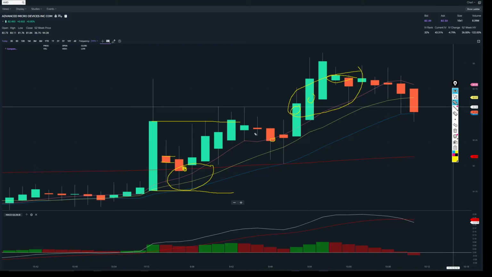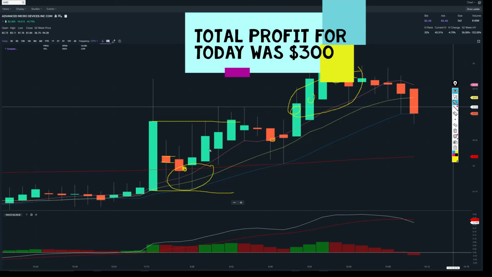I didn't get stopped out at all. I think the lowest I went was maybe a negative 3% at one time, but we recouped that. So yeah, bought here, sold up here. We made a small profit of 300 today off of those 4 contracts.